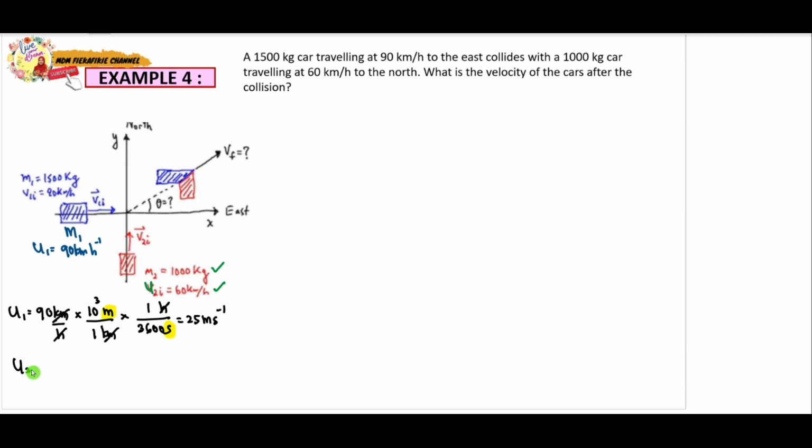And then U2 initially, okay, mass 2 or car 2 is moving in vertical component. Okay, dia bergerak ke atas, upward. And the initial velocity is 60 km per hour. Okay, so let's change kilometer.